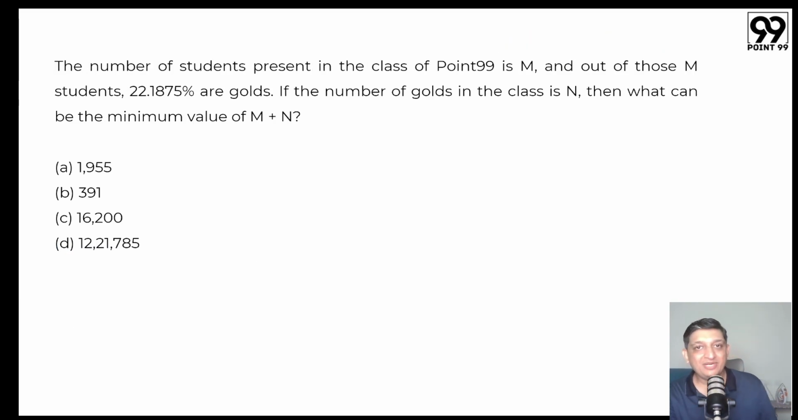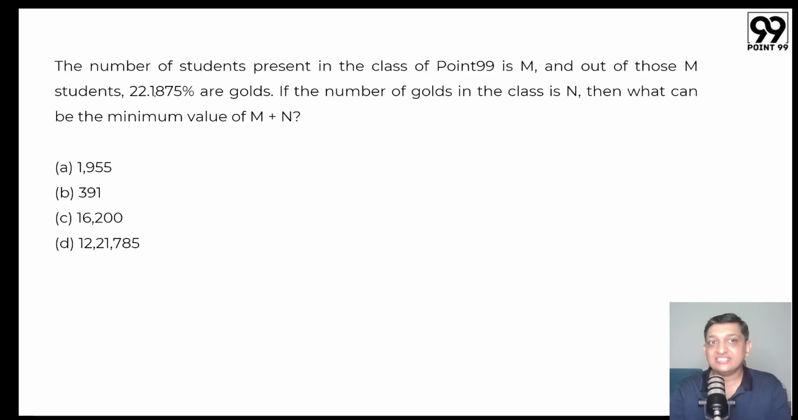Now, if you look at this particular question, try this and then have a look at the solution. The number of students present in the class of 0.99 is M. And out of those M students, 22.1875% are golds. If the number of golds in the class is N, then what can be the minimum value of M plus N? So try this out on your own and then you can have a look at the solution.